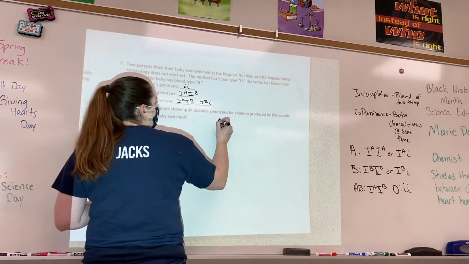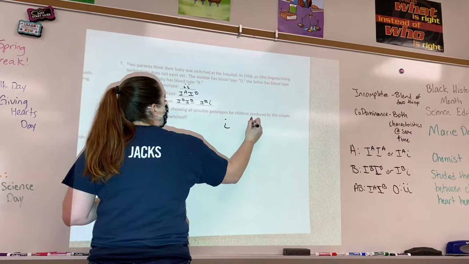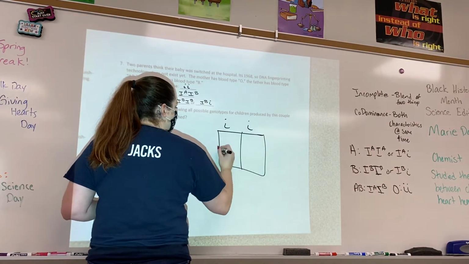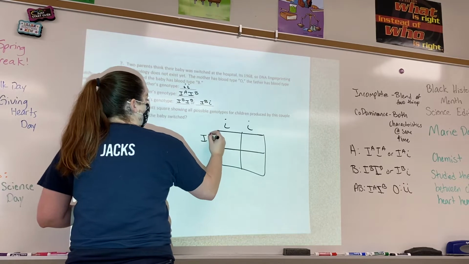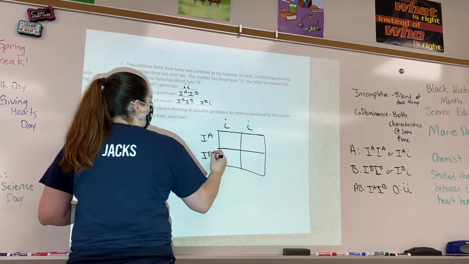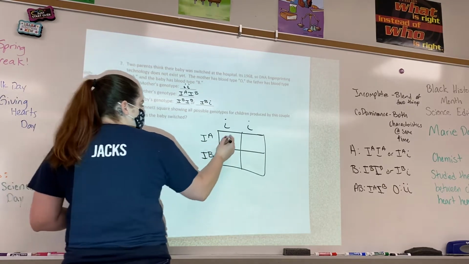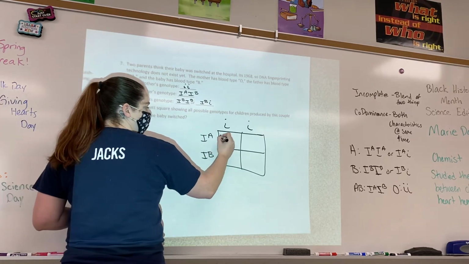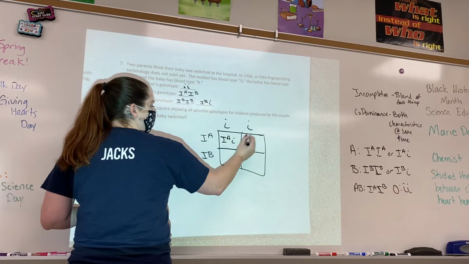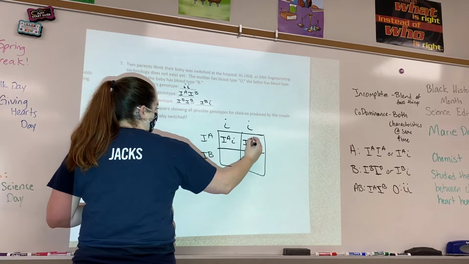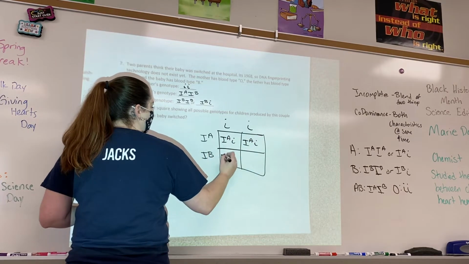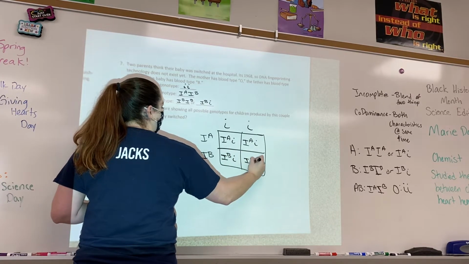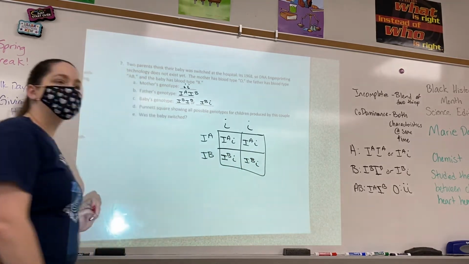So then you have the mother, you can put the mother on top or the mother on the side, it doesn't really matter. I'm going to put her on the top. And then the father, you have A and B. So then what's your possible genotype for this one? All right, so those are your four possibilities.